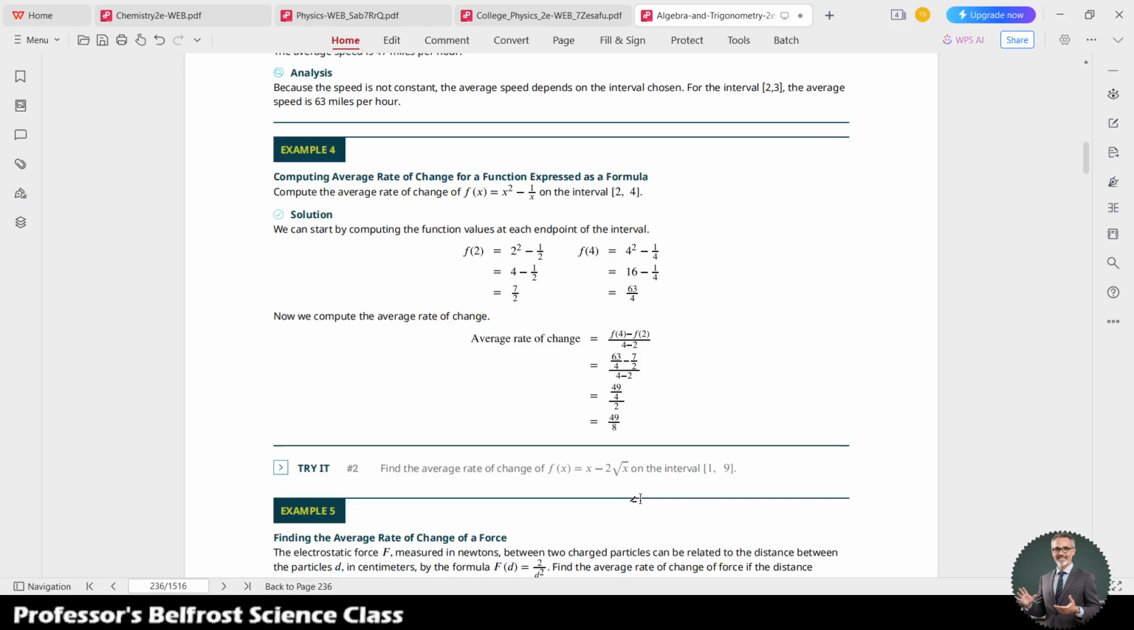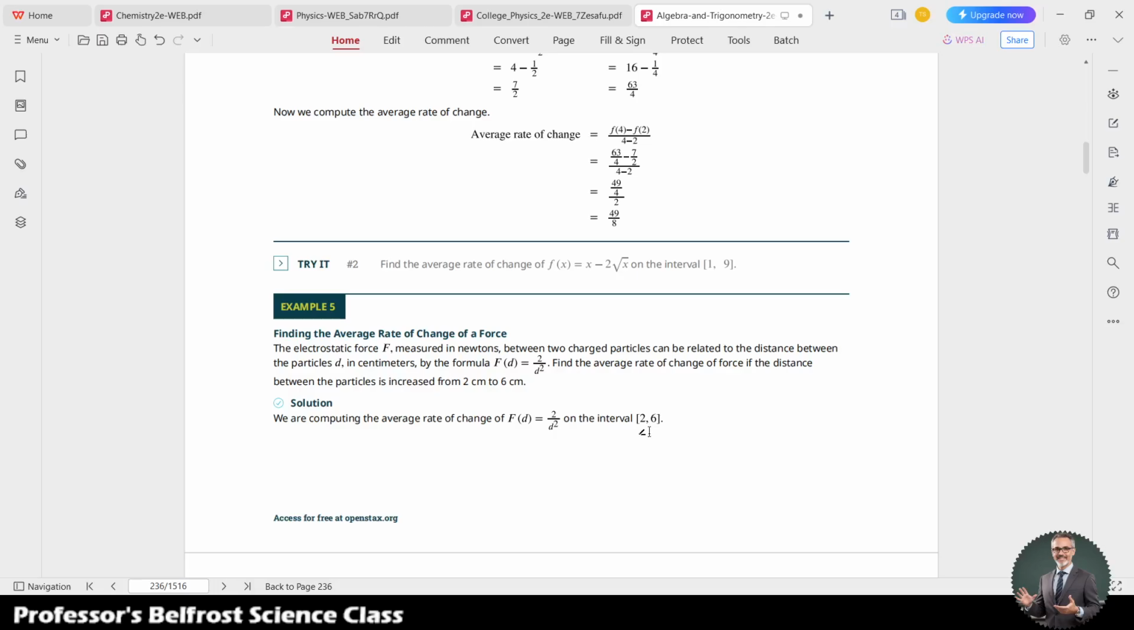Okay, next example, actually the same. We need to find the function outputs first. For this, we substitute the beginning and the end value of the interval into the function to find the output. So these are 7 halves and 63 quarters. So 63 quarters minus 7 halves, divided over 4 minus 2. Easy. 49 over 8.